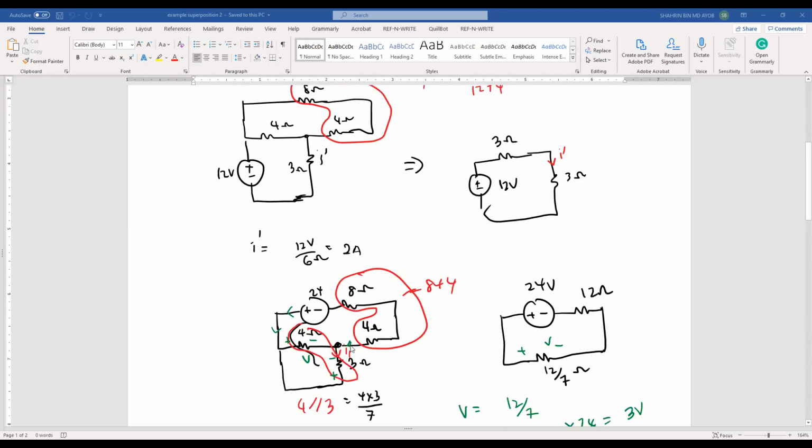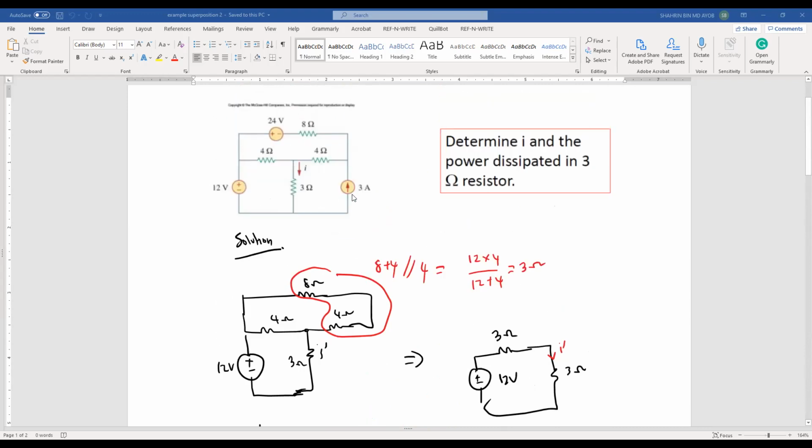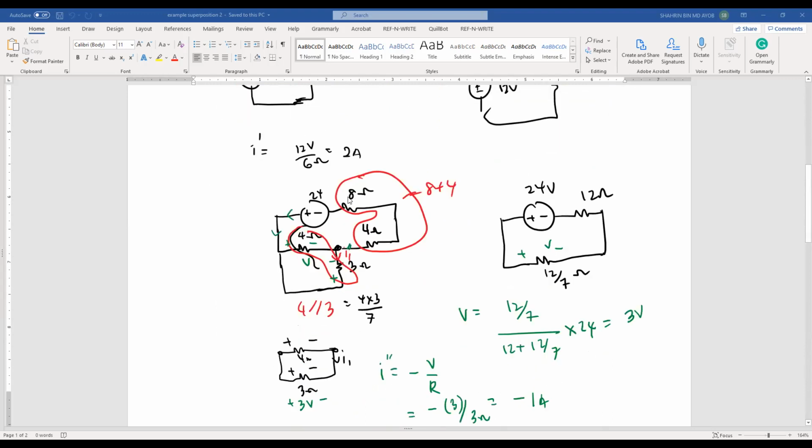The second one is where I turn off the 12 volt and also the 3 ampere source. So the circuit will become like this, and I simplify it. If I didn't simplify the circuit, I will not obtain the I1 here. So I need to simplify first to obtain the total current or the voltage. As you can see here, 8 is in series with 4, and that is in parallel with the 3 ohms here. Since this is parallel, the voltage across them is the same. If I parallel this, I will obtain the equivalent resistance 12/7. But the voltage will actually be the same.